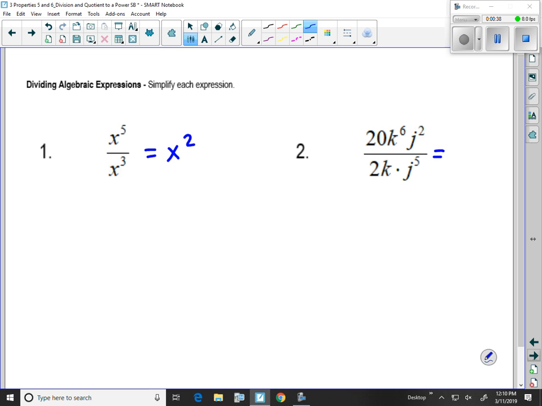Okay, now, if we throw a number in the mix, it's the same deal. If we have a number and we have variables, we just do them all separately. So we would do 20 divided by 2, which is 10. Now, if I have k to the 6th over k to the 1st, that would be 6 minus 1, which is 5. Now, j to the what? J to the negative 3rd.